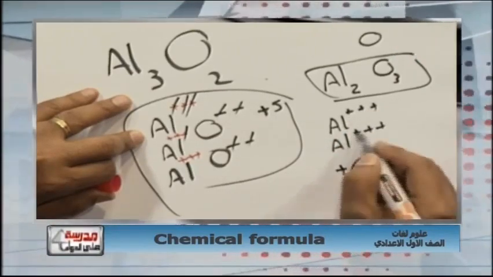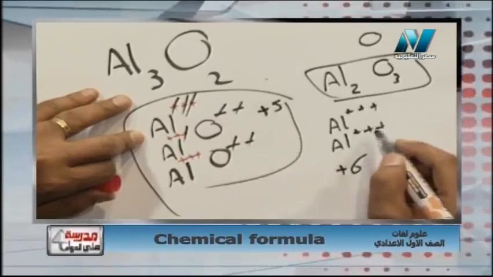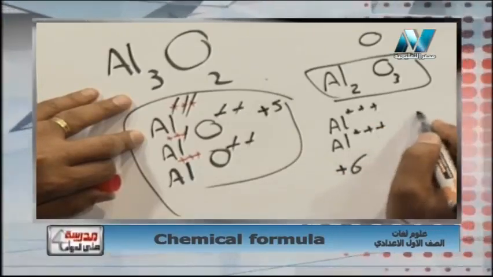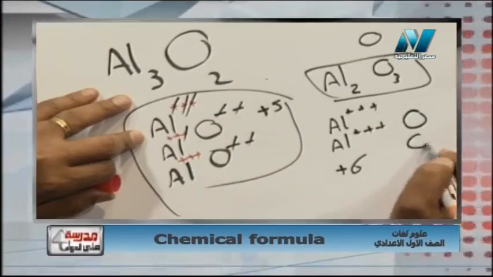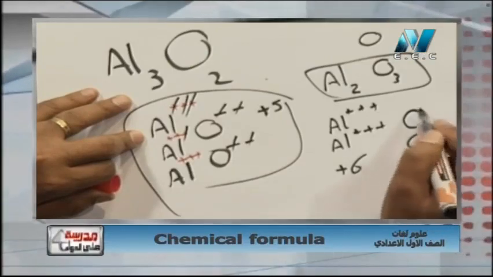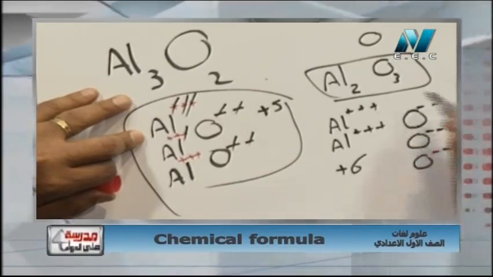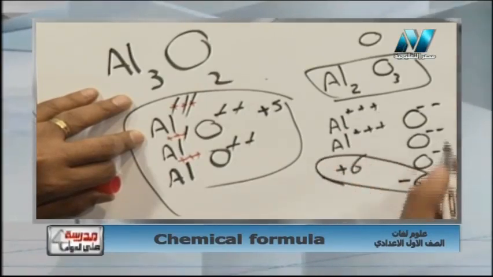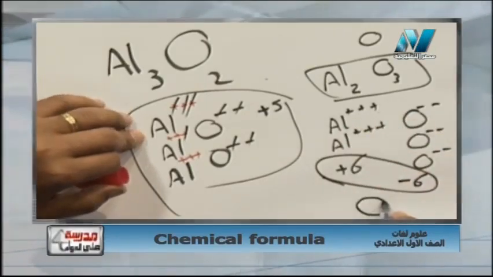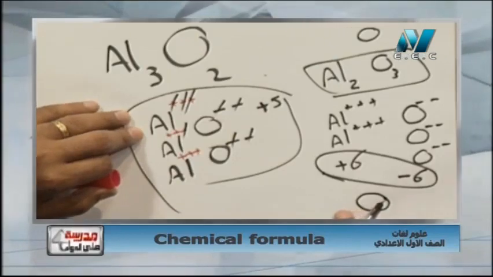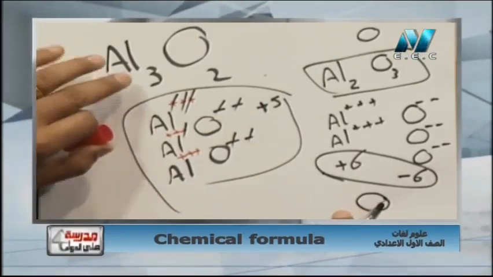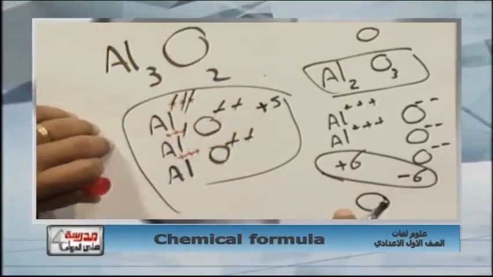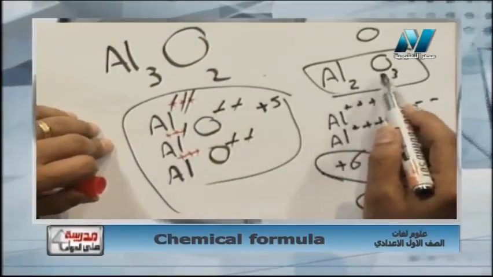Positive 6. 1, 2, 3, 4, 5, 6. O3 means O, O, O. O negative 2, O negative 2, O negative 2. So it will be -6. Positive 6 and -6, the valence will be 0. So I mustn't write this formula Al3O2 wrong, but I must write it Al2O3.